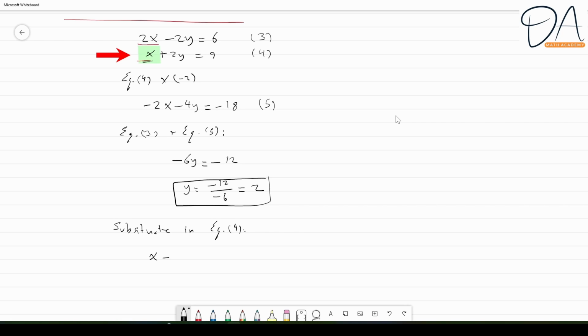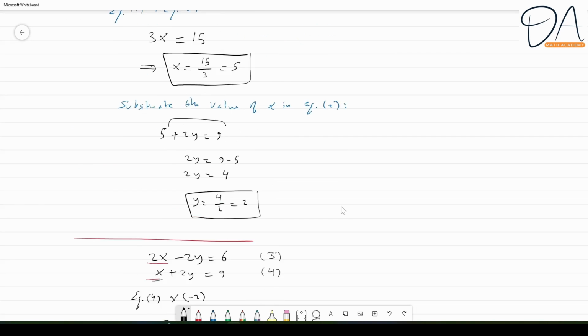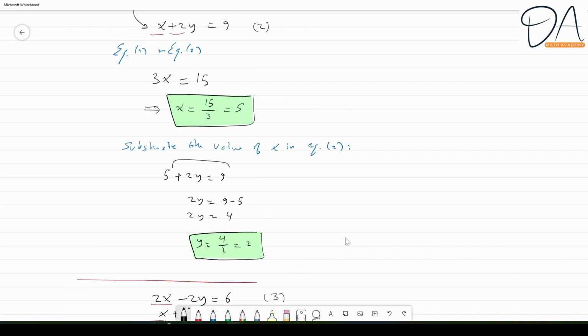So you'll have x plus 2 times the value of y, 2, equal to 9. And then we have x plus 4 equal to 9. We can move the 4 to the other side. So we get 9 minus 4, which gives you 5. So we get x equal to 5 and y equal to 2. And if you compare, this is exactly what we got in the first solution.